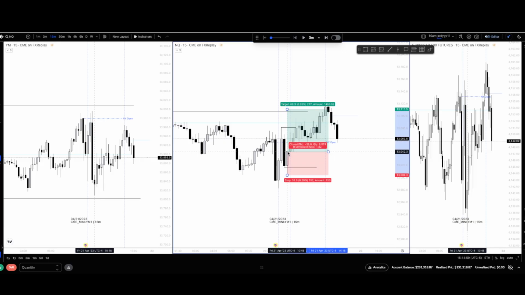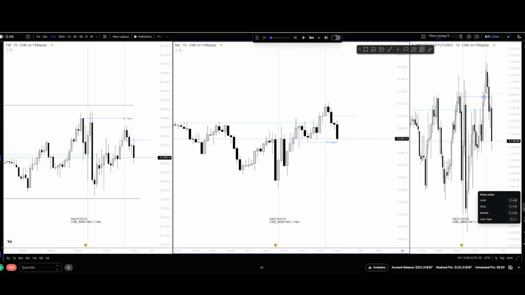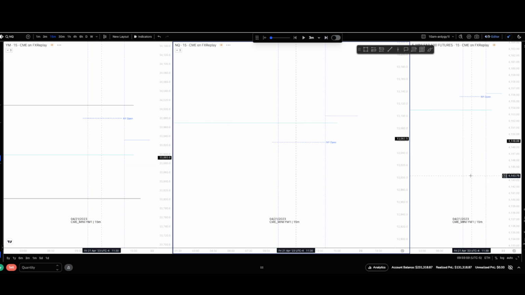This was the best entry, that 15-minute C2, looking to trade that C3 up to the upside, and that could have been the best entry there for us to go, but that didn't happen. So yeah, that's basically what it is.